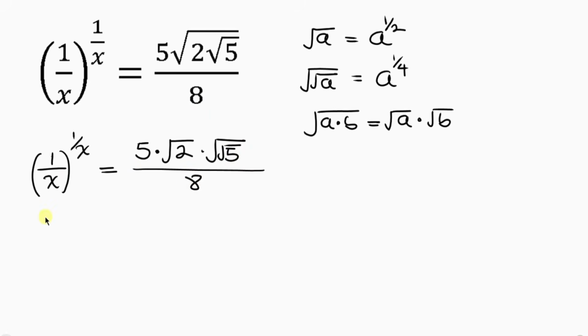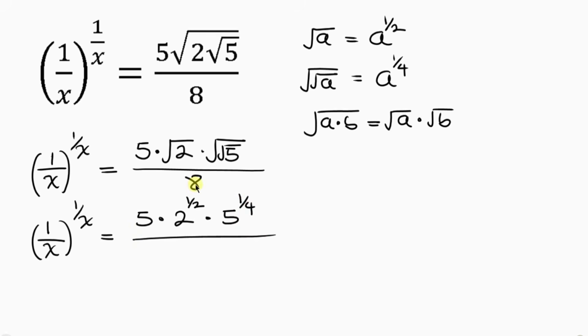Now let's break this down. So we have 1 over x all raised to the power of 1 over x. This is equal to 5 times the square root of 2, which can be written as 2 to the power of half, times the square root of the square root of 5, just like this, which can be written as 5 to the power of 1 over 4, all over. Now we can break down 8. 8 can be written as 2 to the power of 3.